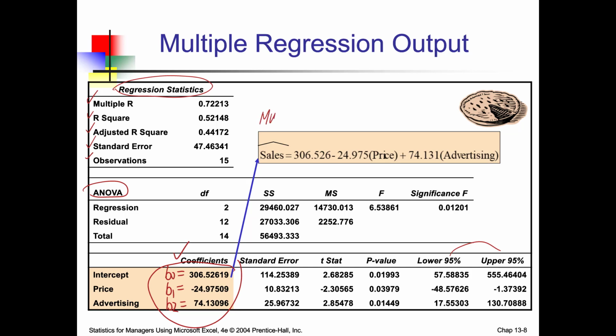Basically, based on these three numbers, we can come up with a regression model. So this is our multiple linear regression model: the predicted sales equal 306.526, minus B1, which is 24.975 times the price, plus 74.131 times advertising spending. That's B2. All right, so basically we have this multiple linear regression model, and then we're going to look at each individual element one by one in a second.